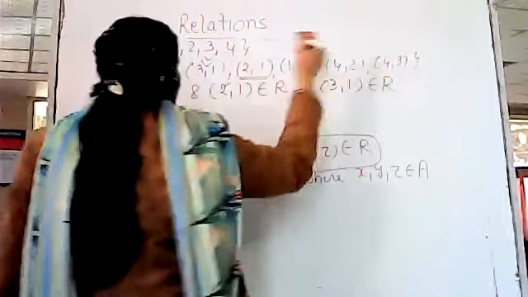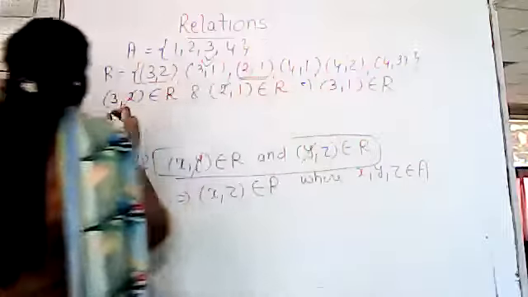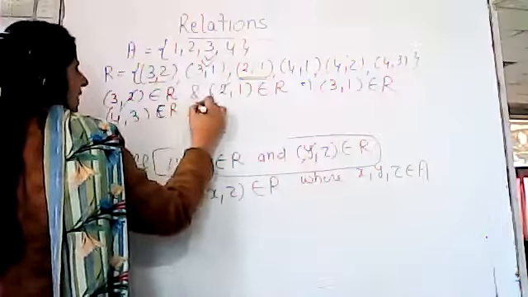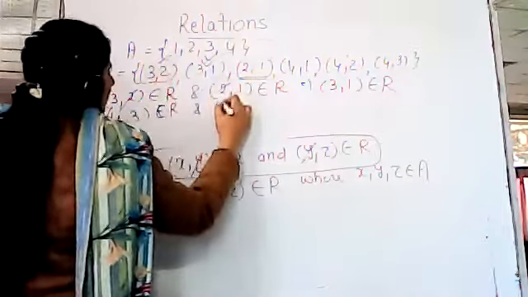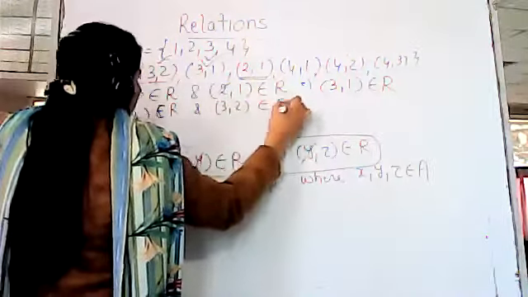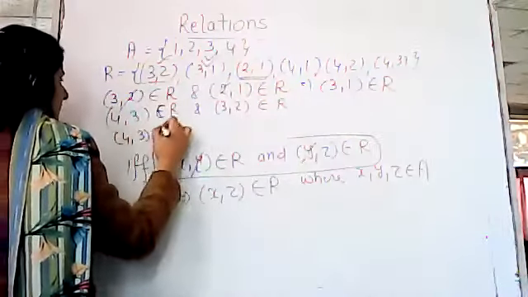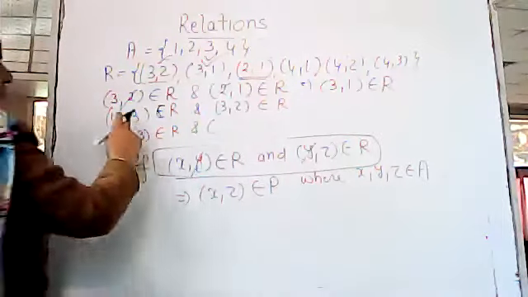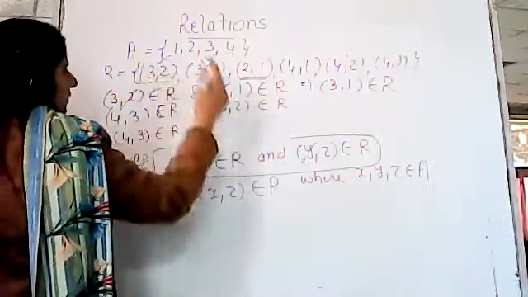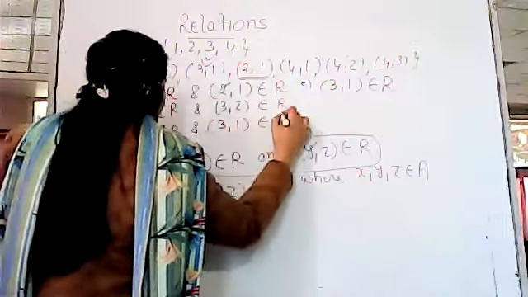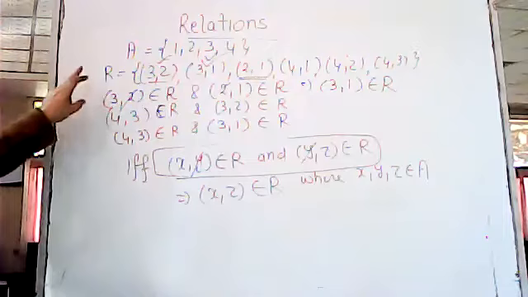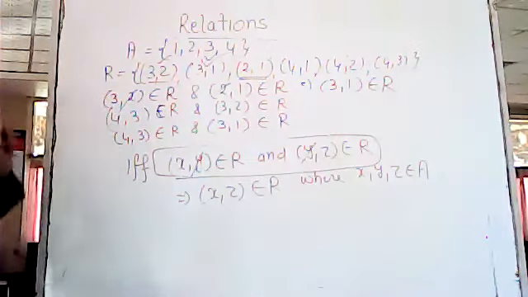Next is 4, 2, leave this pair. Last is 4, 3. 4, 3 is taken from the relation, and 3, 2 is also taken from the relation. If I consider the pair 4, 3, then we have two conditions to check. 4, 3, there are two ordered pairs starting from 3. One is 3, 1 and second is 3, 2. Now we are going to check whether these two pairs satisfy the condition of transitive relation or not.